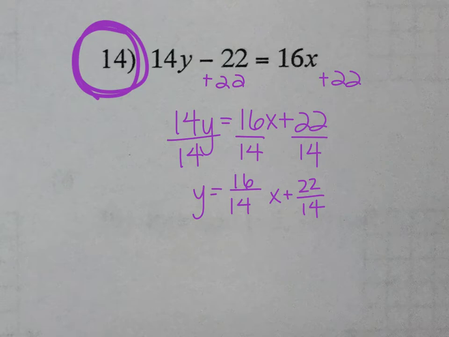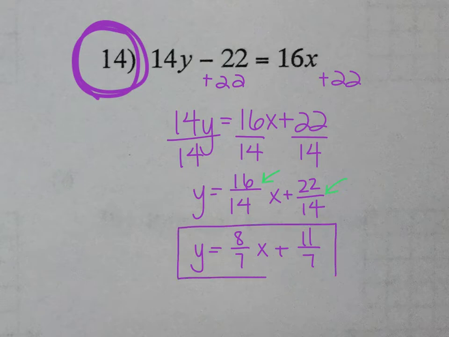However, hopefully you're thinking, you should have been able to do something sooner. And you're right, I can actually simplify both of these fractions. Both of them are divisible by 2 on everything. So if I simplify those, my final answer should be y equals 8 over 7x plus 11 over 7. And I'm getting that because I'm dividing the numerator and the denominator by 2 for each problem.